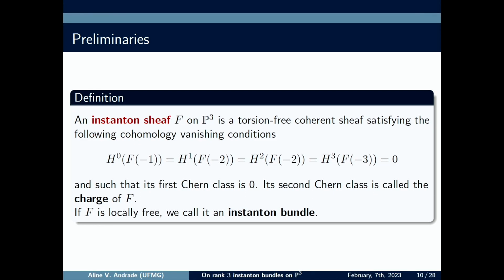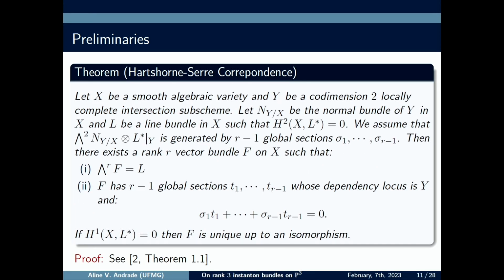Okay? Well, but how are we going to study these guys? Our goal here is to relate these guys with curves on P3, and for that we're going to use the Hartshorne–Serre correspondence for vector bundles. I gave here not the Hartshorne–Serre correspondence that I believe almost all of you have seen. So this is the generalization due to Araujo.